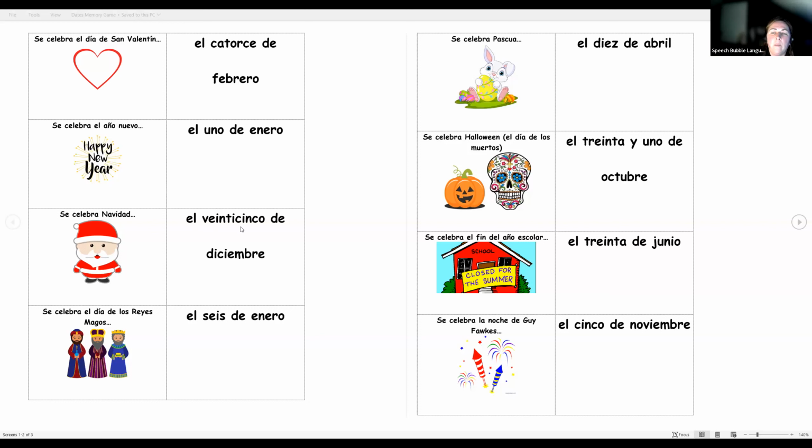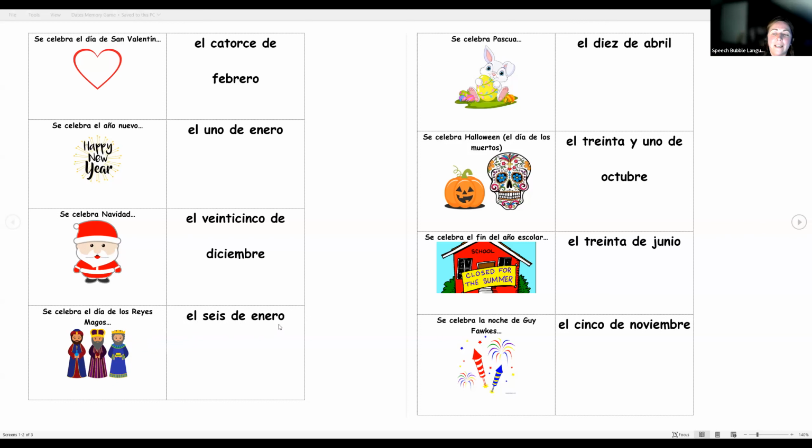El 25 de diciembre. Christmas. Okay, so we've got 25th of diciembre. And this is when they celebrate Navidad. Navidad is Christmas time, okay? Feliz Navidad. Sí. Feliz Navidad. Navidad.